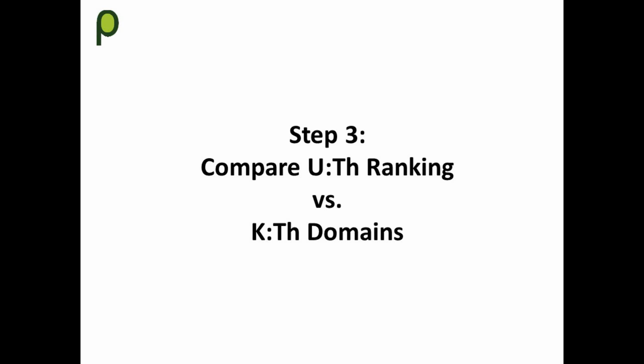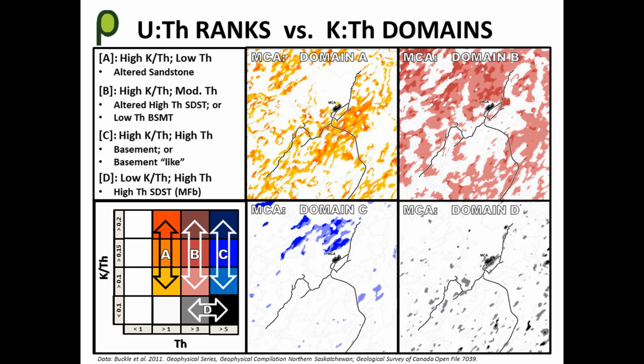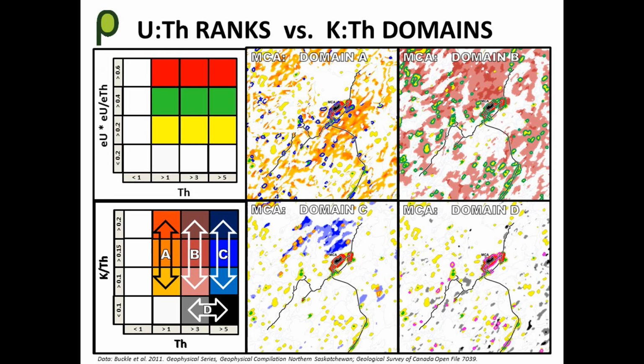So the next step would be then to compare those uranium thorium rankings versus the potassium thorium domains. So essentially what I'm doing is I'm taking all these guys and dropping them right on top of these. I'm saying, well, what does this mean? So we start with that, and then we add in these anomalies.